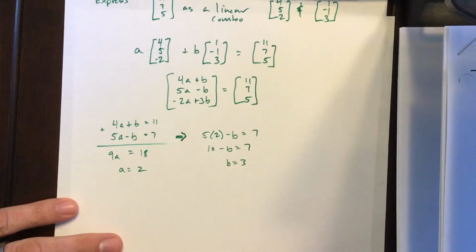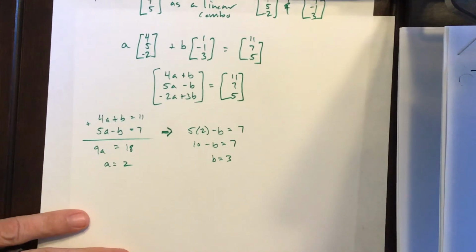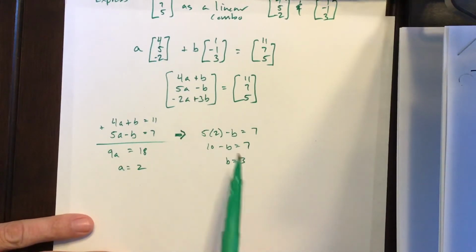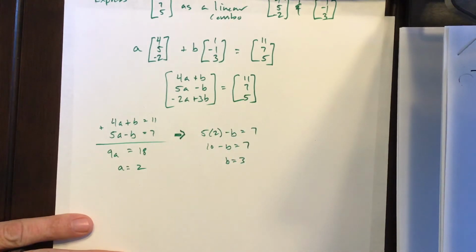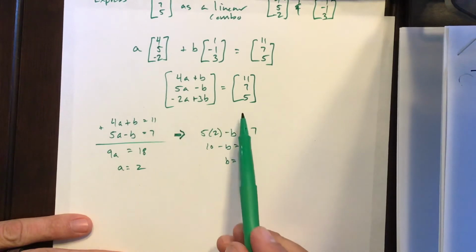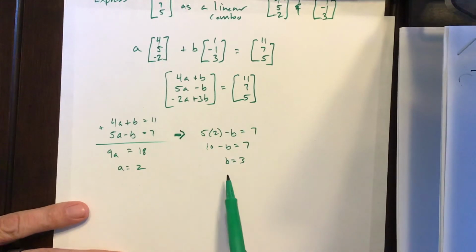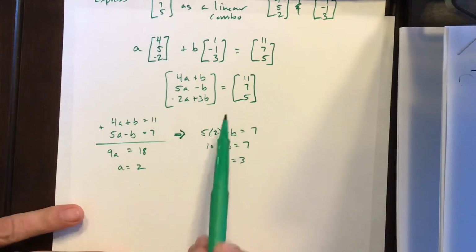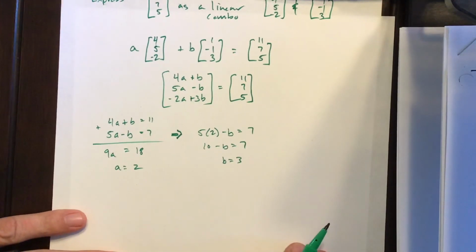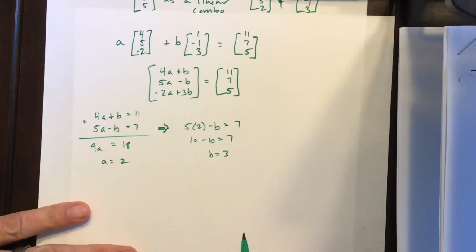Okay, that is not yet my answer. Those are the values of a and b that make the top 2 equations true. What I need to do is confirm that it satisfies the third equation, because if a equals 2 and b equals 3 makes the top 2 equations true but not the third, then I don't have a solution. So let's verify that.